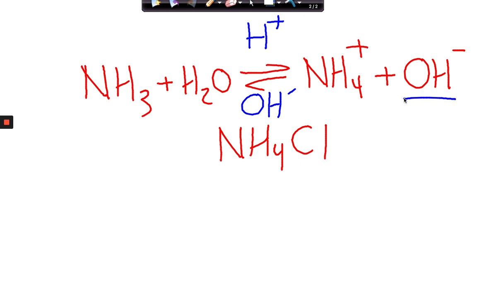But with that said, let's talk. Who are our players in this buffer? Well, we've got ammonia and we've got ammonium. Those are our buffered pair. That's what we call them. So when we add a strong acid to this, who steps up and takes the bullet? The NH3 or the NH4 plus? Why the NH3? Because the NH4 plus can't, because it's already positive.